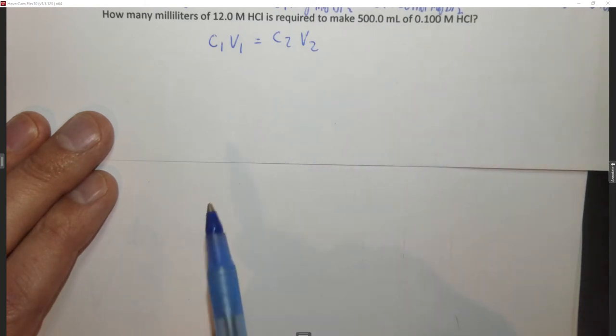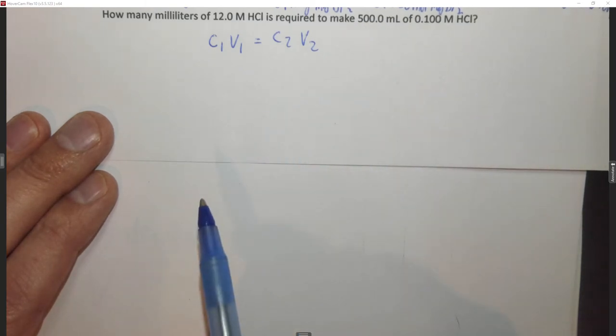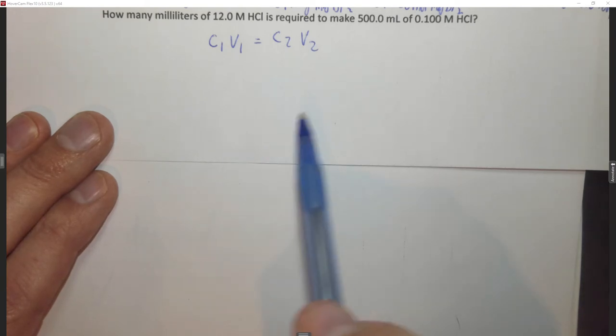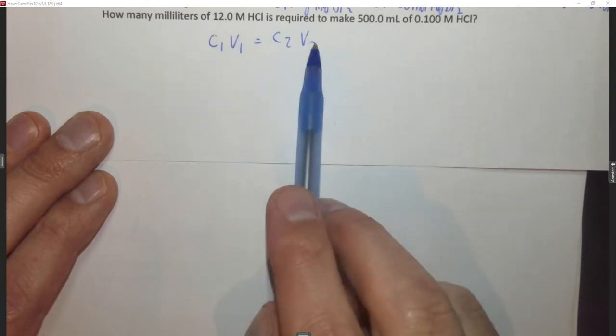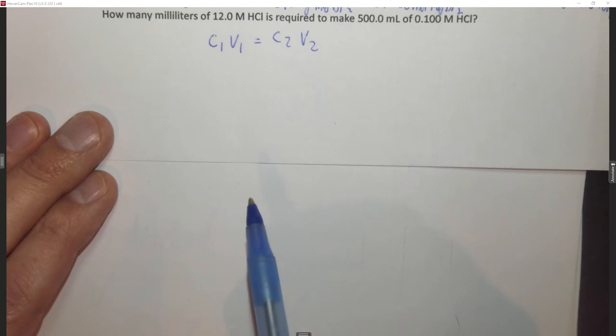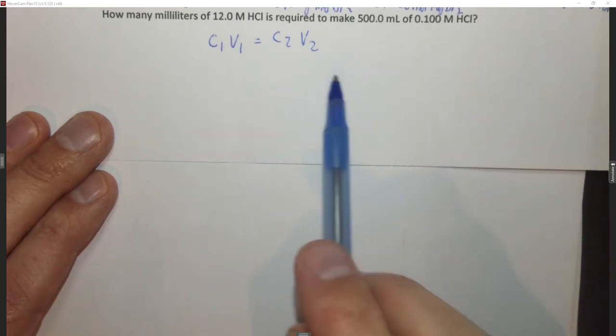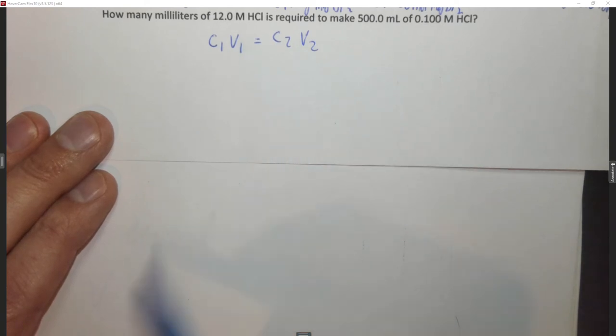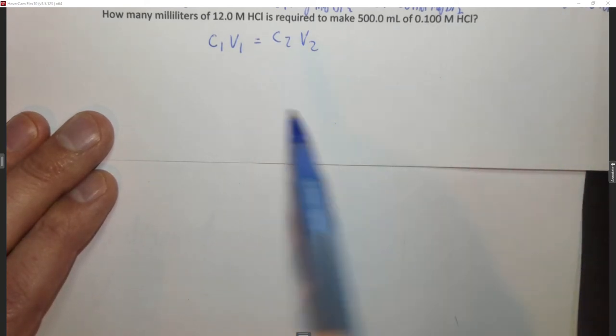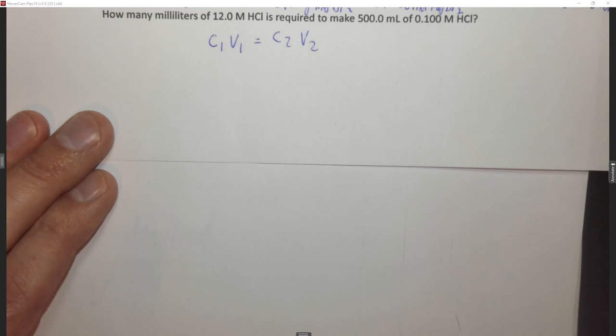Now, in previous examples, we've needed to convert milliliters to liters because we were using molarities. Because this is a proportionality, you don't actually need to change a unit. If you're not sure, change the unit. If you change this to liters, you'll still get the right answer. Your V1 will come out in liters, but it'll still be the right number of liters. But in this case, you don't actually need to change it.